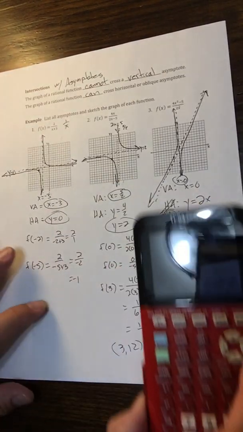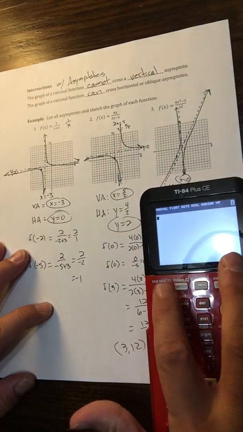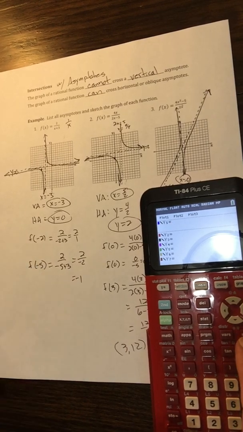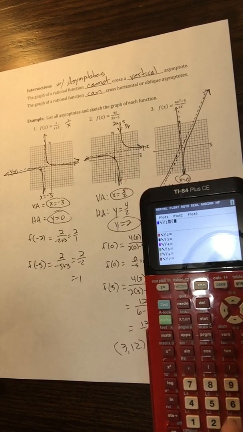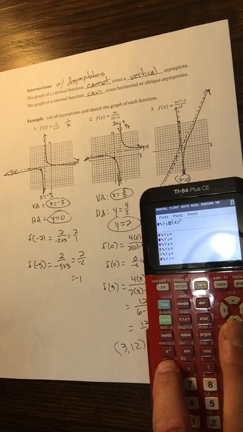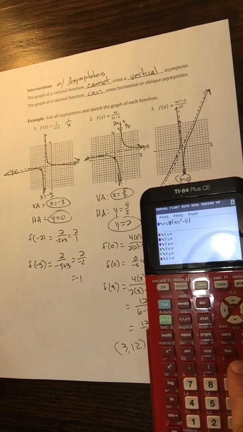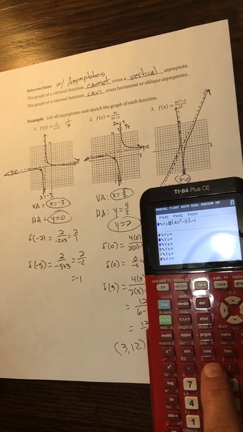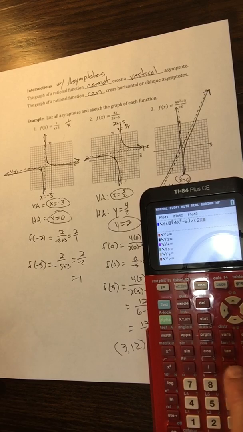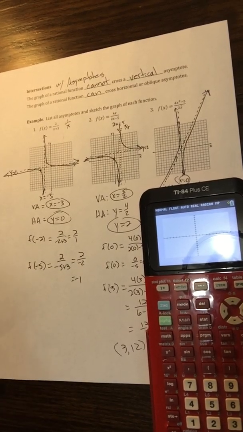You don't believe me? Go ahead. Don't believe me. I'll show you. I'm going to get rid of the one we had. Remember, these should be in parentheses. 4x squared minus 5 in parentheses divided by 2x. Okay, I'm going to hit zoom 6 and see if we don't see something that looks an awful lot like what I did.